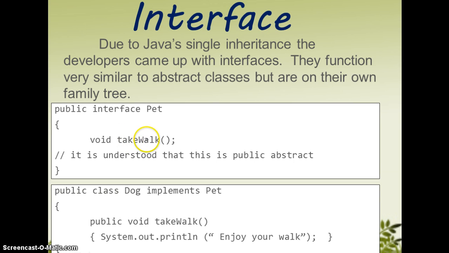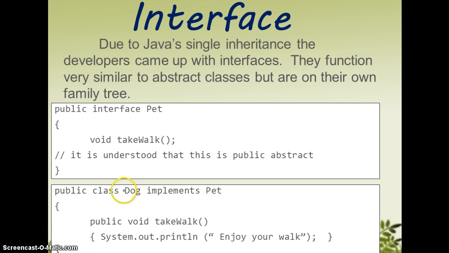We have this method, takeWalk. Much like in an abstract class, it just has a semicolon at the end of it. It doesn't actually have a body. In fact, every method inside an interface you can assume is public and abstract, so much so that you don't even need to write them because it's just understood. This interface, much like an abstract class, is really just a list of methods that you are obligated to fill.